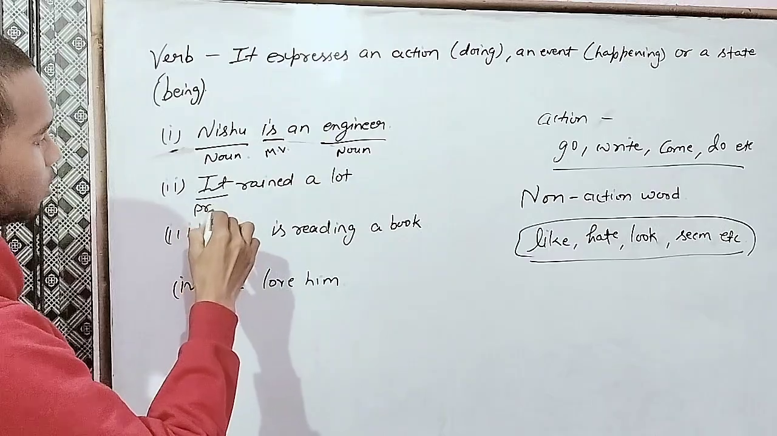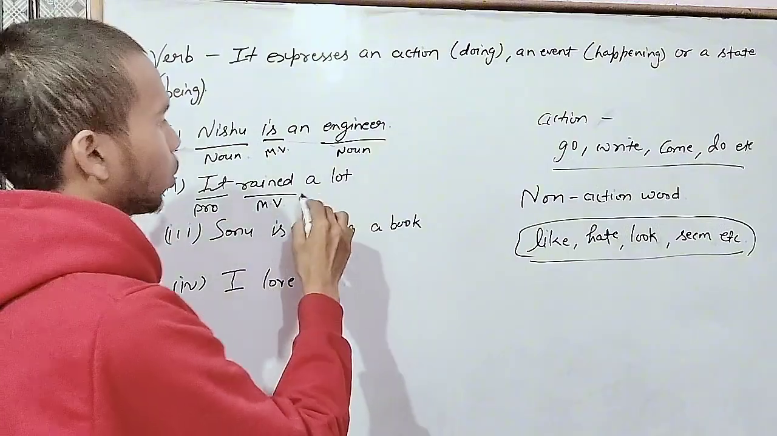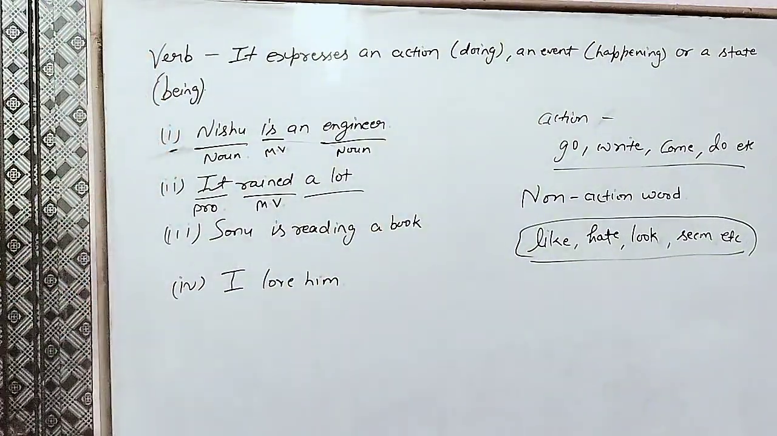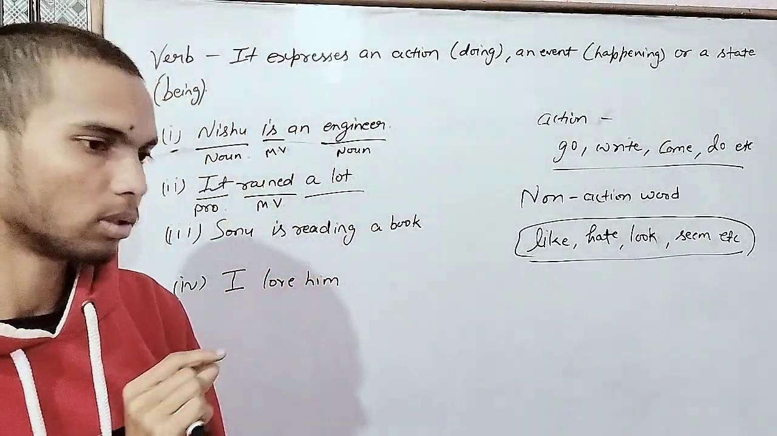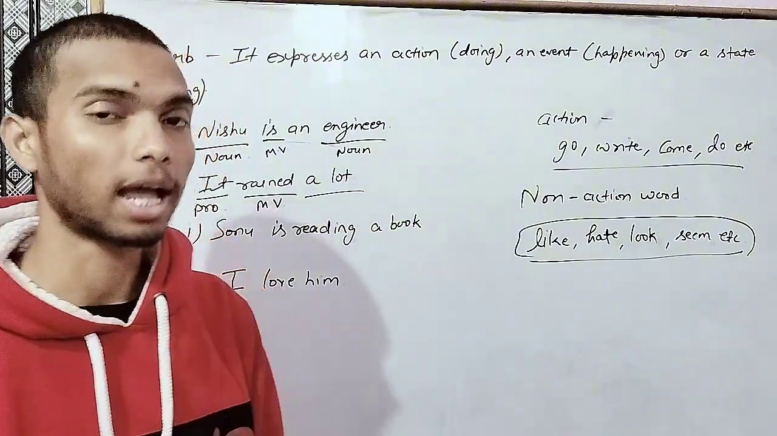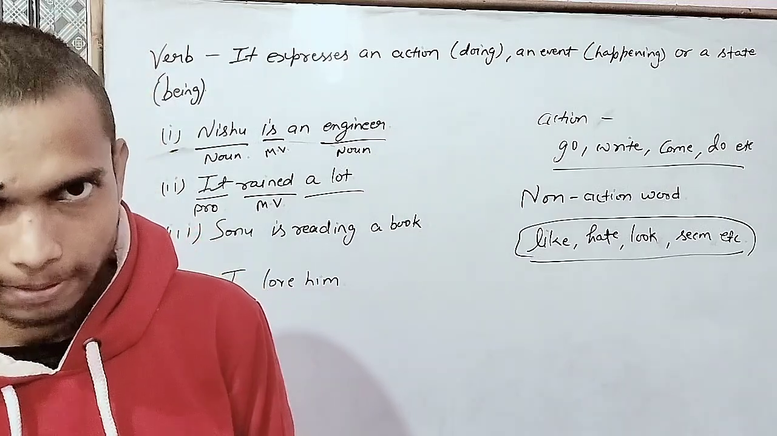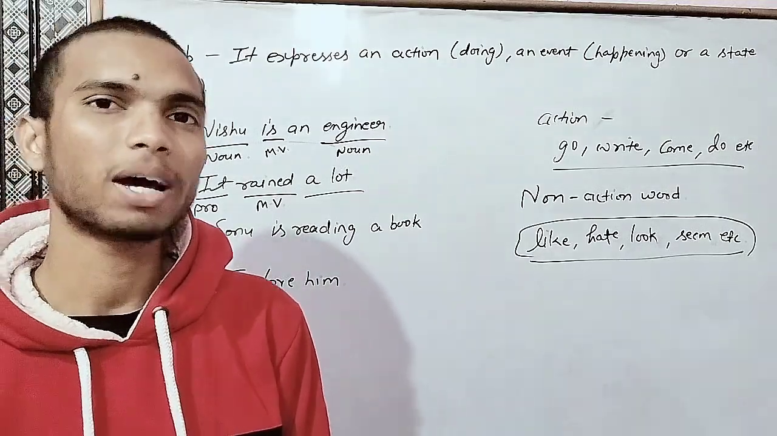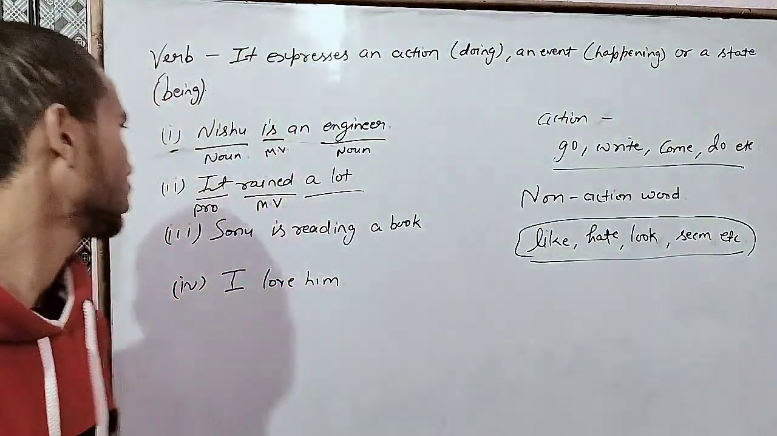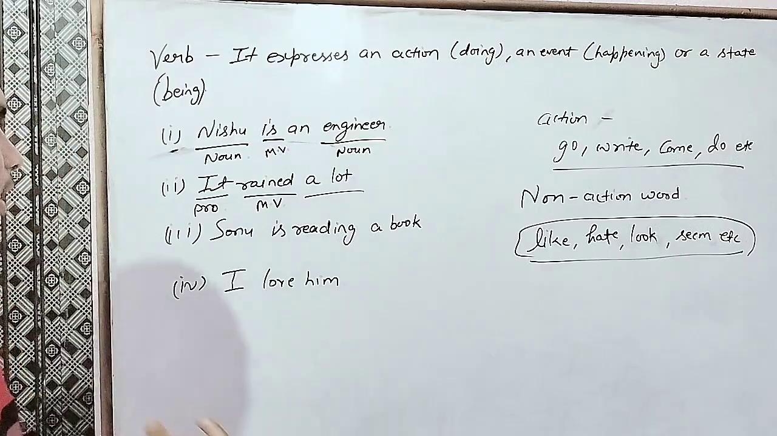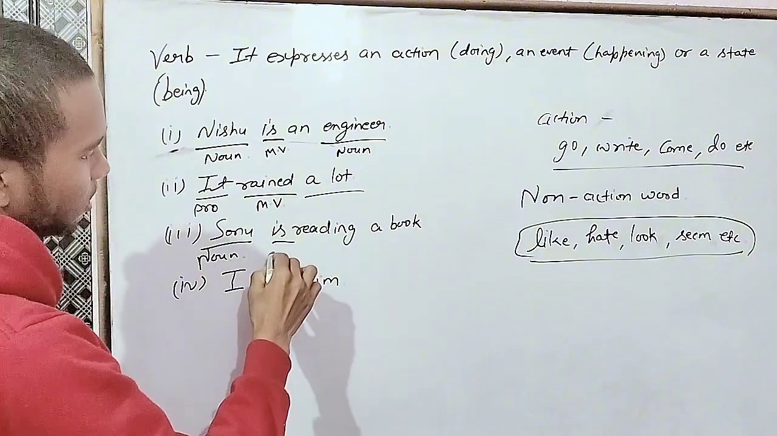It, pronoun, rendered empty, a lot of. So this is an event. This is happening not by someone. Something happens not by someone, not by a person, not by a living thing. Clear? So it is what? It is an event.